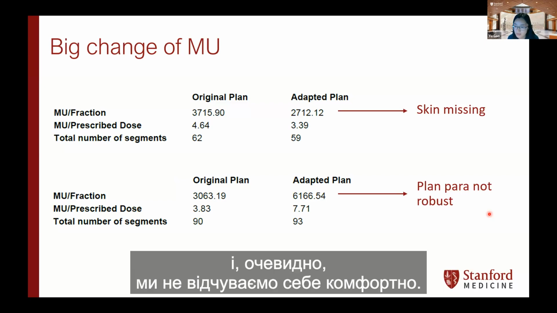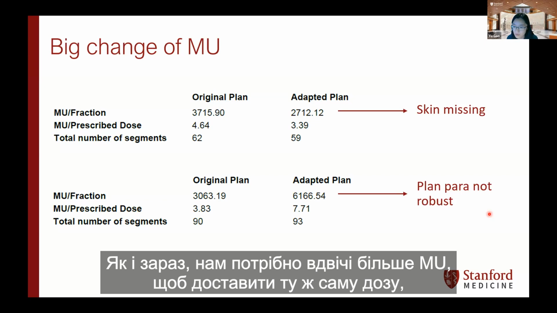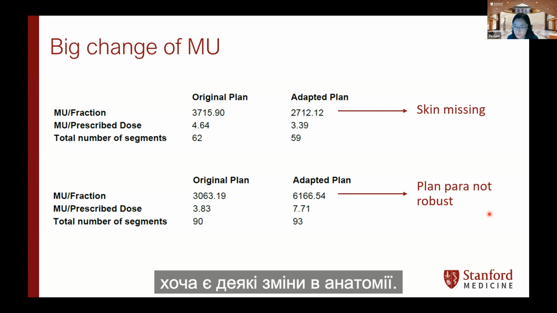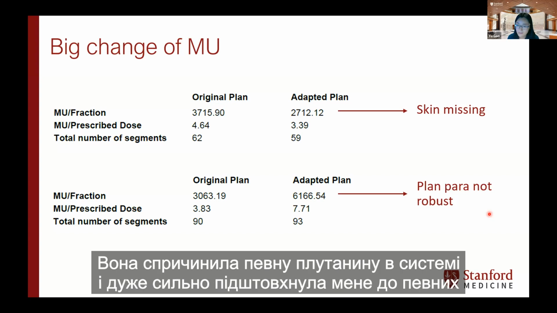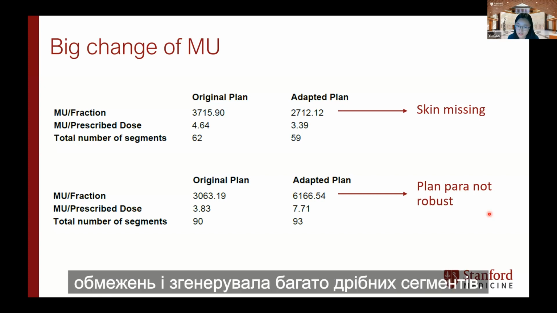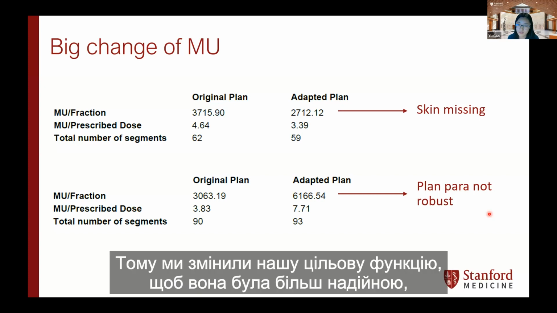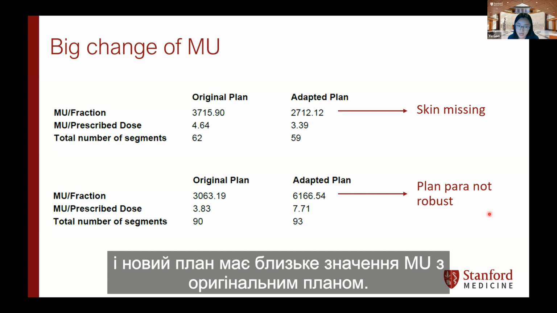and apparently we don't feel comfortable, like right now we need double the MU to deliver the same dose, although there's some change of the anatomy. So after a deep dive, we found that the objective function was not very appropriate. So it caused some confusion in the system, and it pushed very hard to meet some constraint and generated a lot of small segments. So we changed our objective function to be more robust, and the new plan has MU close to the original plan.